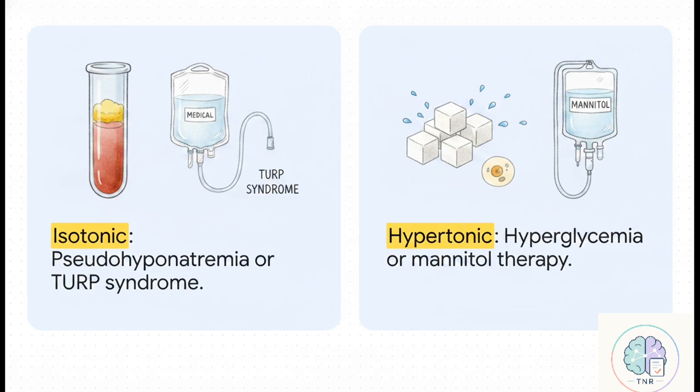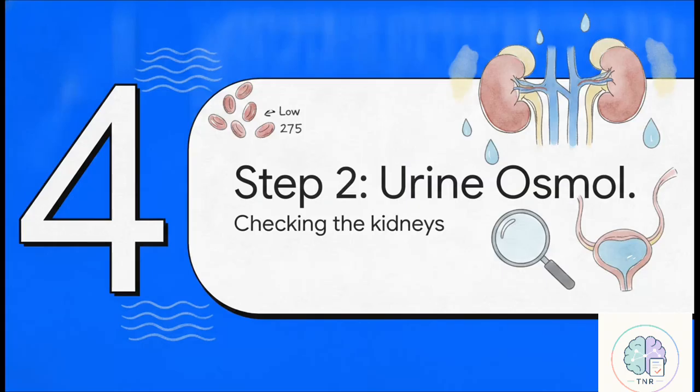On the hypertonic side, the absolute most common culprit is hyperglycemia. The high sugar draws water out of the cells, which severely dilutes the blood sodium. Interestingly, mannitol therapy does the exact same thing. Section 4 brings us to Step 2, urine osmolality. Now it's time to check how the kidneys are actually responding.